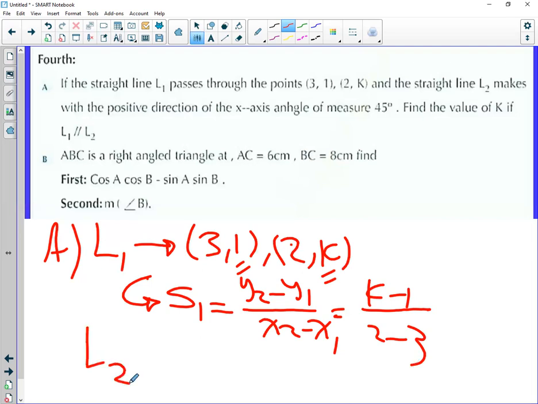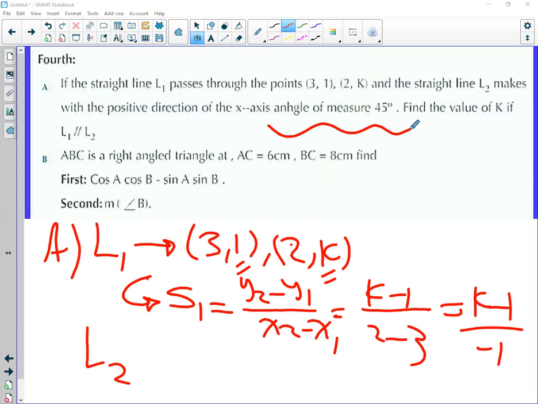We will get another slope, slope 2 for L2, but this is the first slope, slope number 1. K minus 1 over 2 minus 3 equals what? This is the first slope, 2 minus 3 equals negative 1. Okay, and L2 in the given makes with the x-axis an angle of 45 degrees.